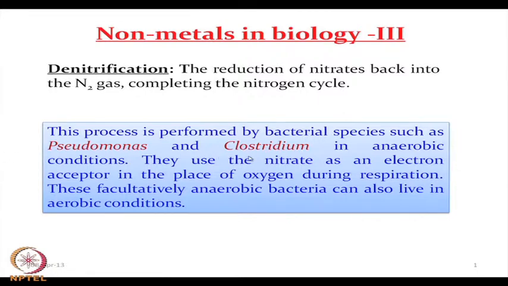Pseudomonas and Clostridium are the two types of these bacterial species, and typically in anaerobic condition, since these are all reduction reactions. Reduction reactions do not take the help of oxygen. So, in the absence of the dioxygen molecule, in the absence of an oxygen environment, we can go for this typical reaction, and the electron acceptor is the nitrate ion, NO3 minus, where the nitrogen is present in the pentavalent state.